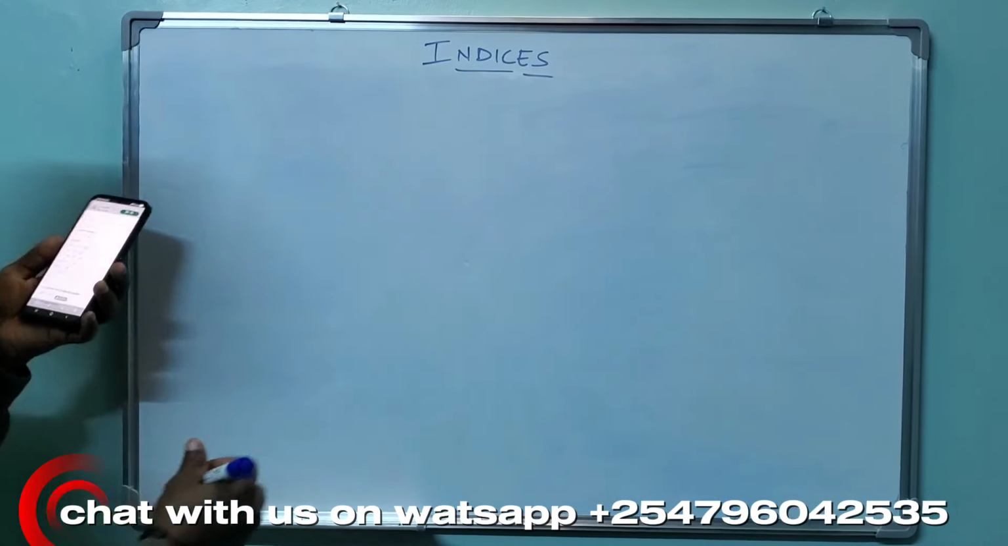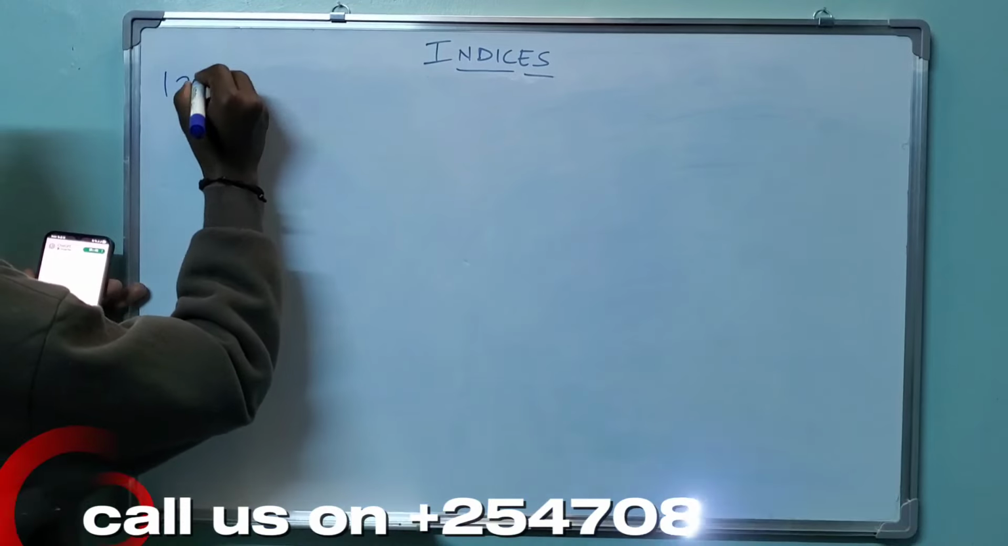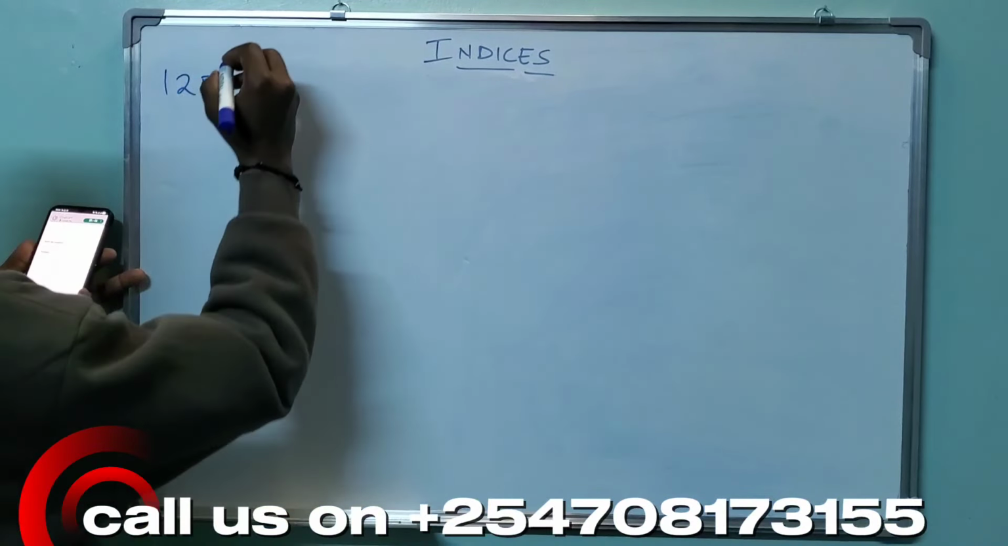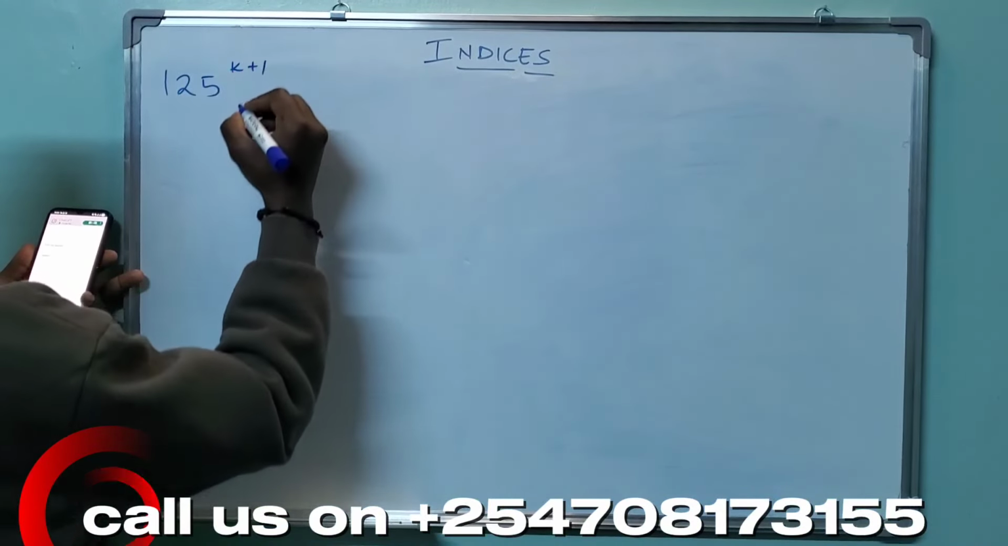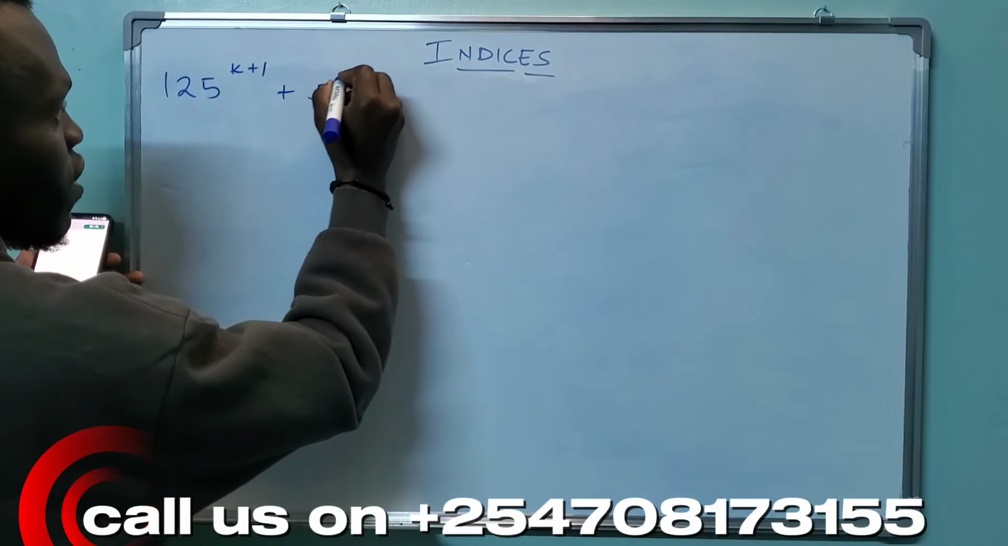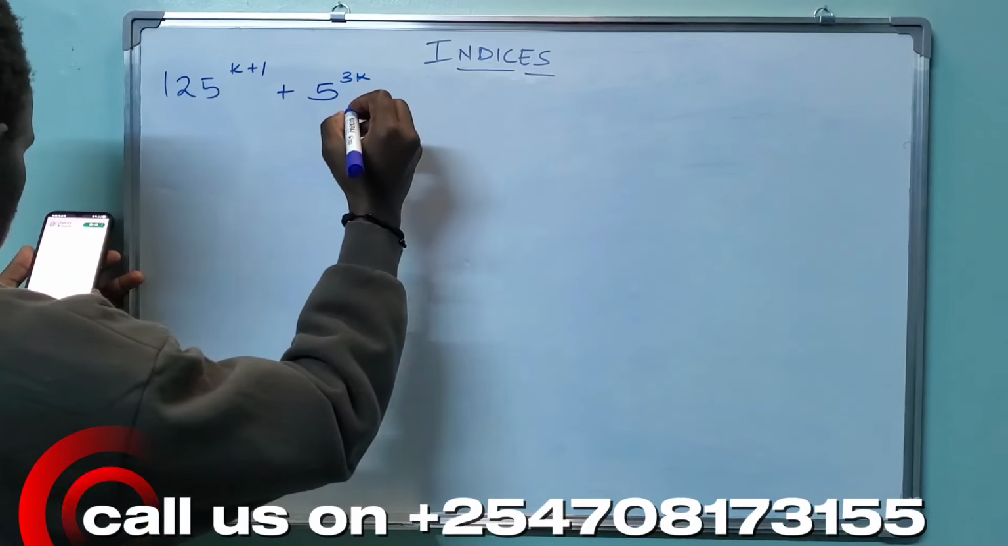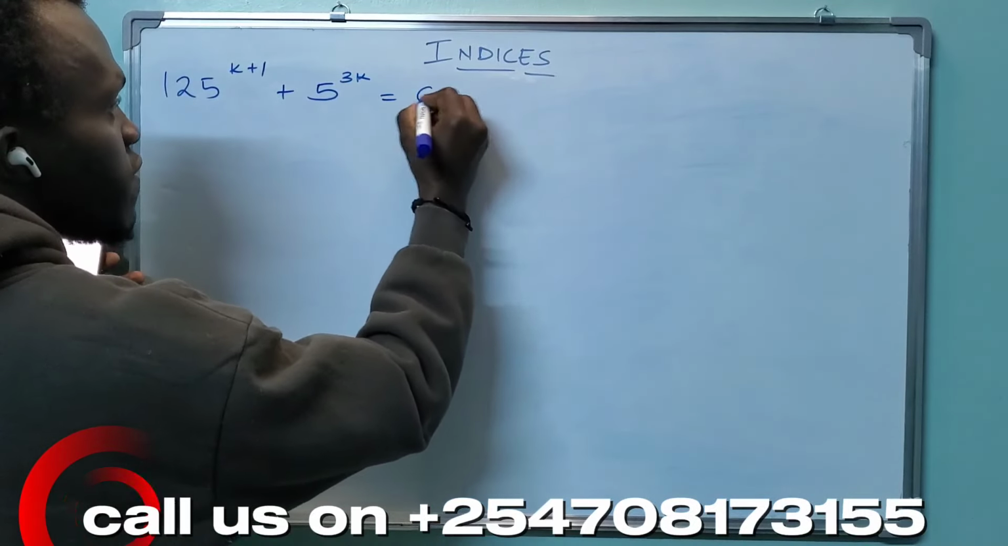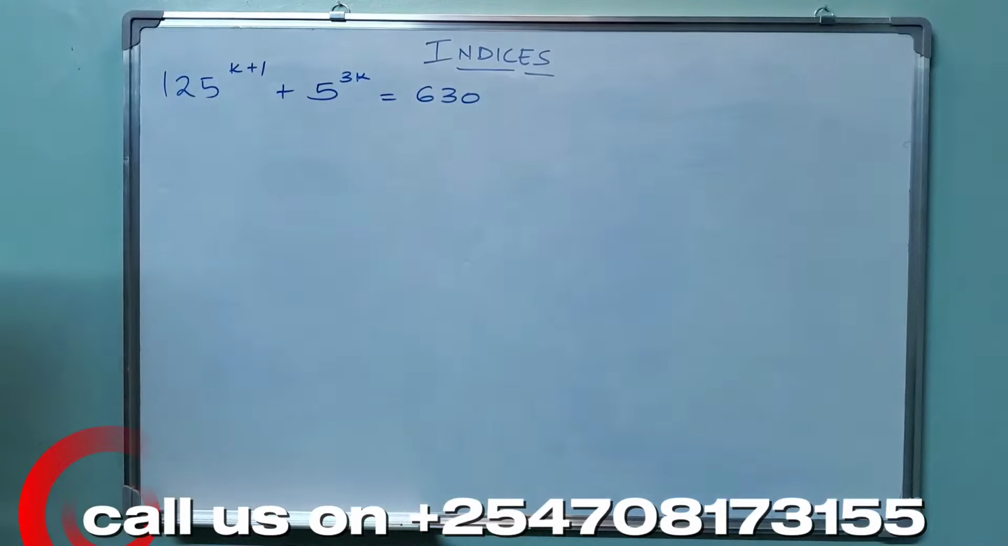So we have this other example, that is we have here 125 raised to power k plus 1, plus 5 raised to power 3k being equals to 630. Now, in this specific case, you're being told to get the value of k. Again, just like the previous index that we've done, this one also we are going to apply the same criteria.